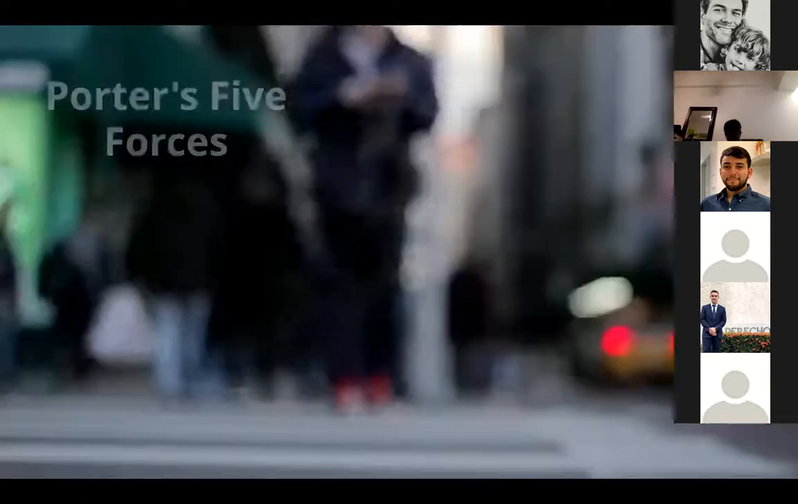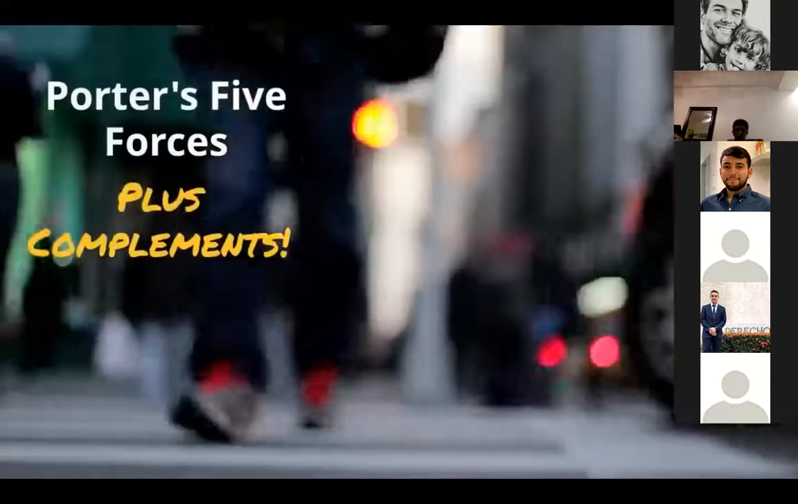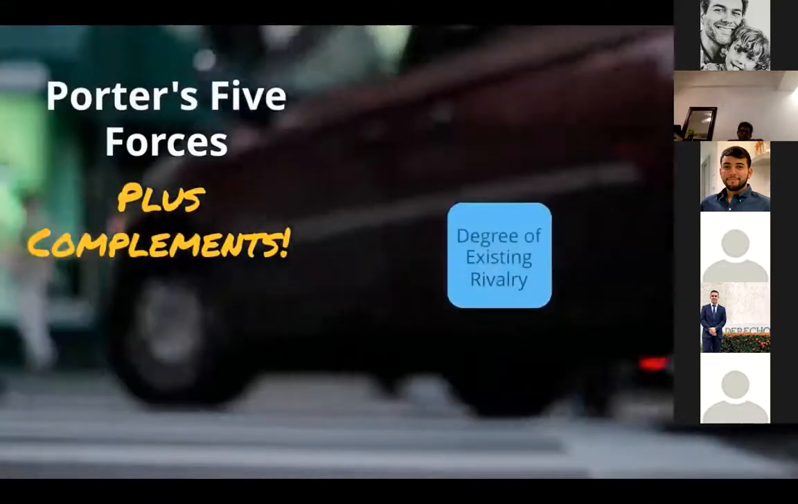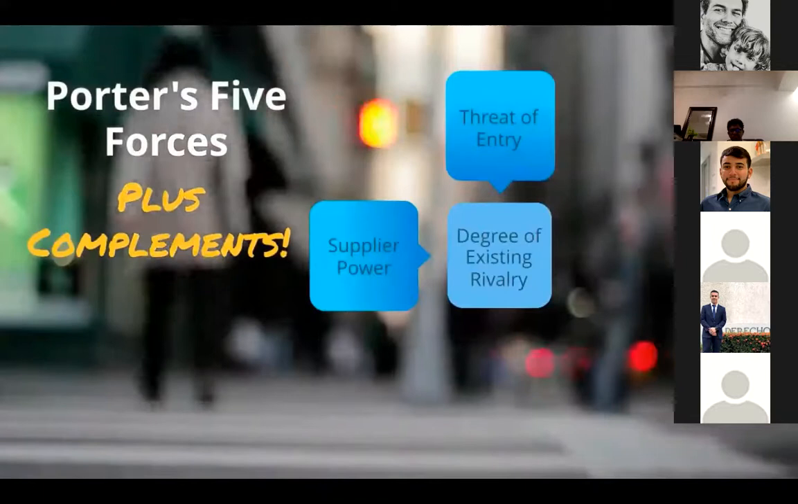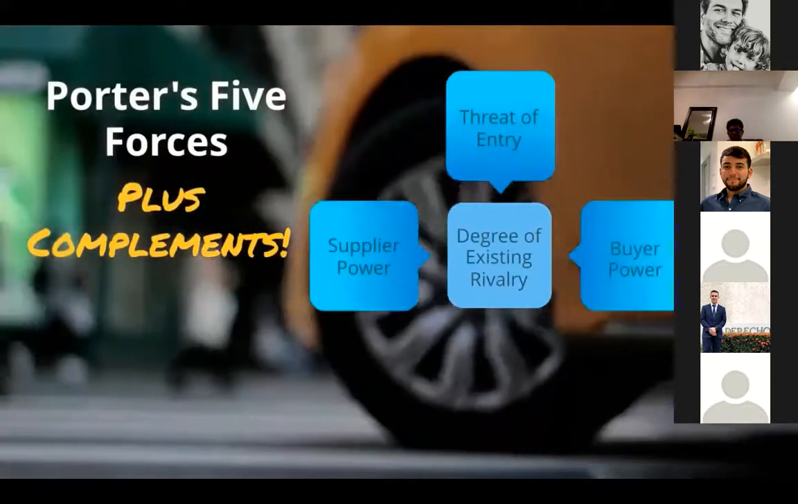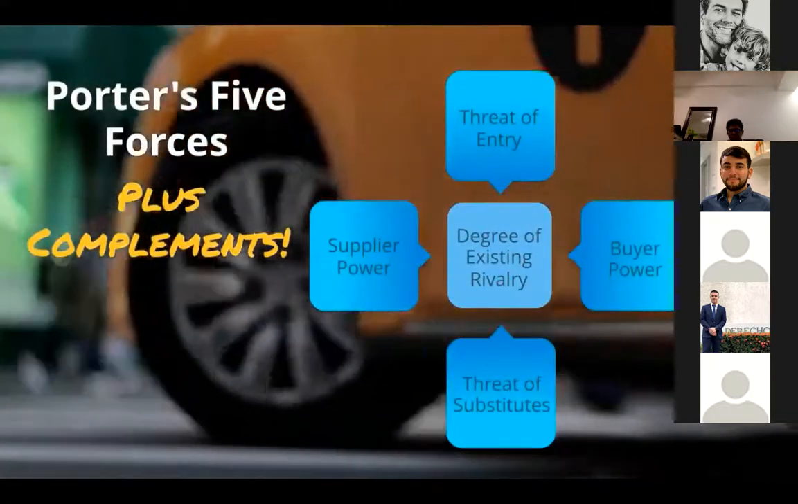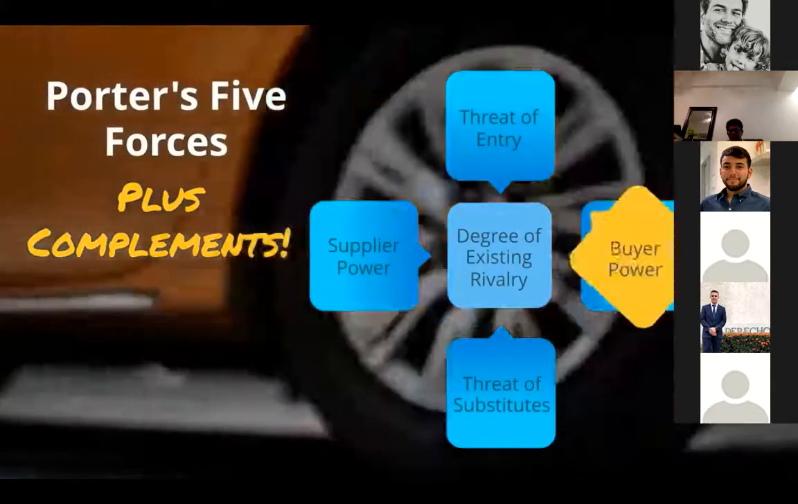Everyone, welcome back to Strategic Management. Today we're going to talk about one of the oldest and well-known frameworks for strategic analysis, Porter's Five Forces. Only we're going to deal with six forces. Porter's original framework included five forces: the degree of existing rivalry, threat of entry, bargaining power of suppliers, bargaining power of buyers, and threat of substitutes. Later, however, he acknowledged a sixth force, the role of complements.